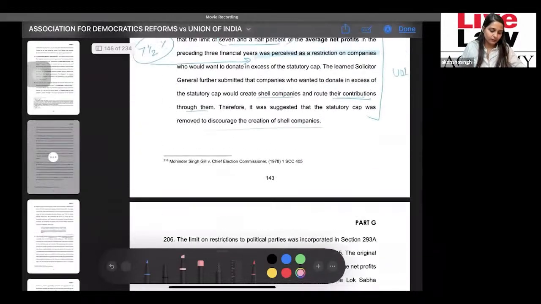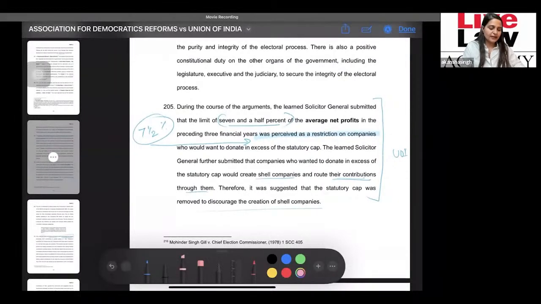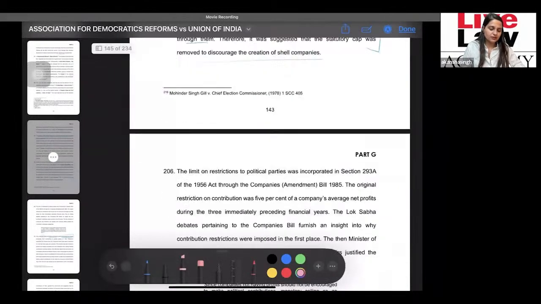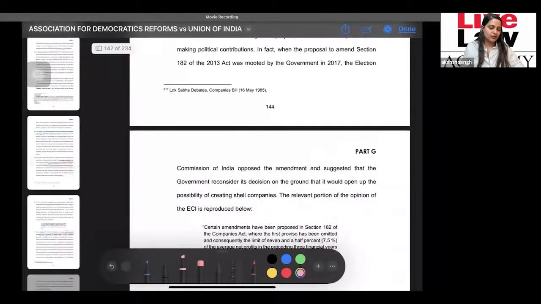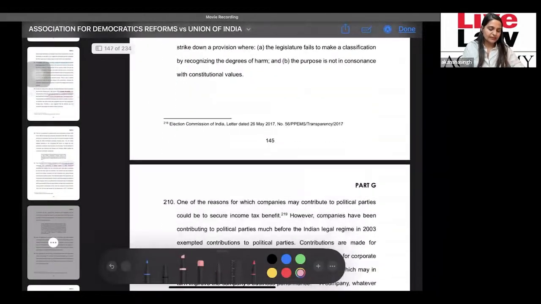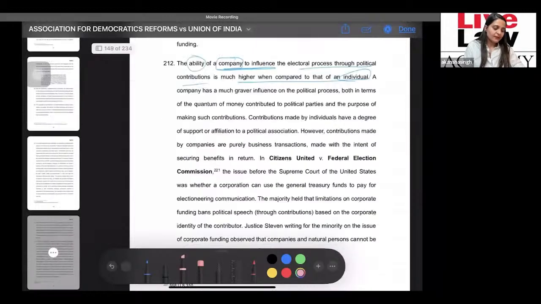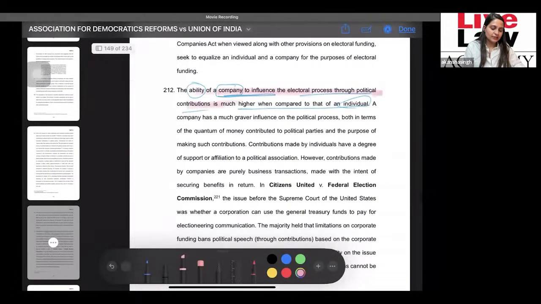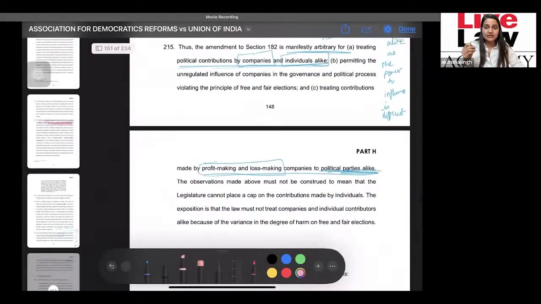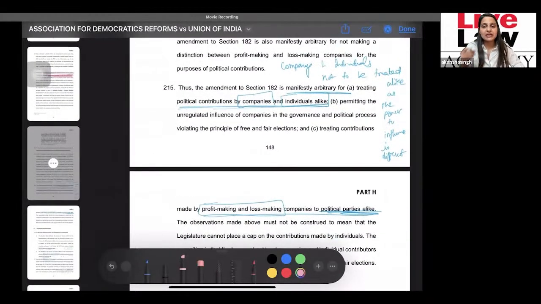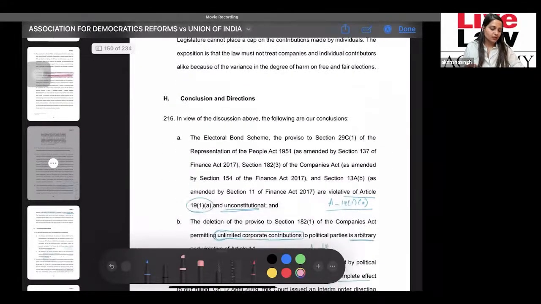Let's say, if any company has not made any profit, there is no statutory cap. Now you simply say that any loss making company, any other company can make the contribution. So this also is violative of Article 14. The ability of a company to influence any electoral process through contribution is much higher as compared to that of an individual, and that is why companies have been primarily dealt with here. The amendment made in the Companies Act has been primarily challenged in such a situation.